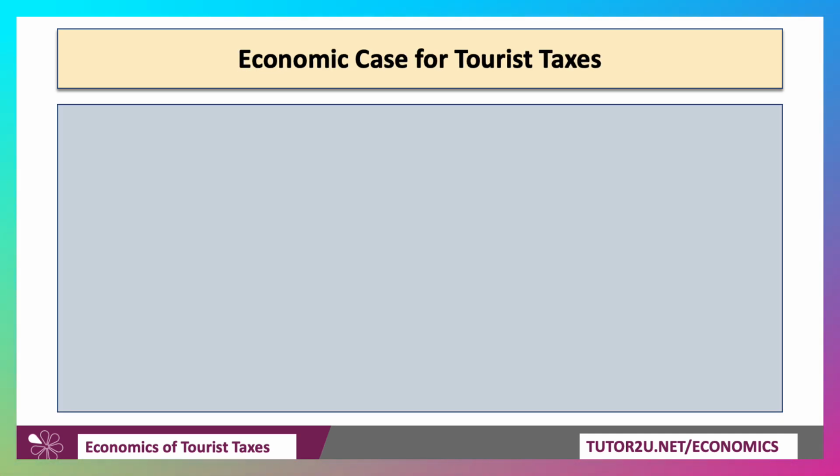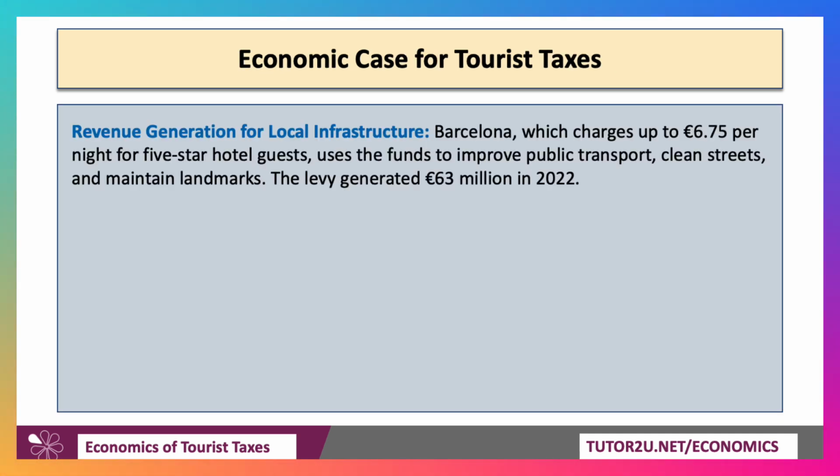So what are the arguments for a tourist tax? Well, the economic case is essentially that it generates money, it generates revenue. And Barcelona, for example, which charges up to €6.75 per night for five-star hotel guests, they earmark or they hypothecate the funds. In other words, they allocate the funds to improve public transport, for street cleaning and maintaining landmarks. And the levy generated over €1 million a week in 2022. And so for some local authorities, that extra revenue is needed, but it could also be a way of maybe holding down the increase in local taxes for local people.